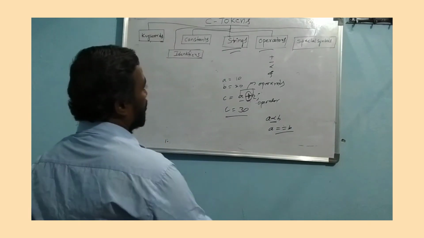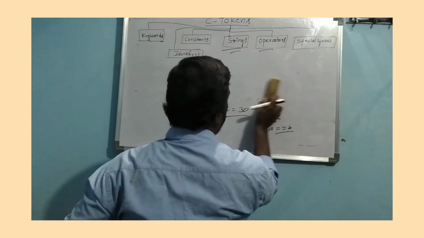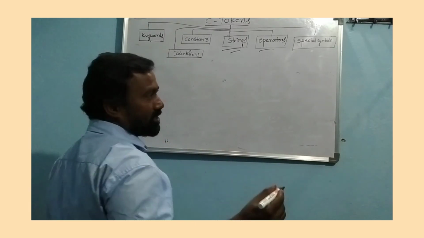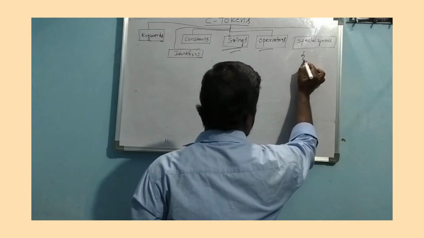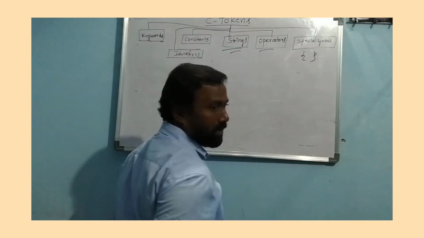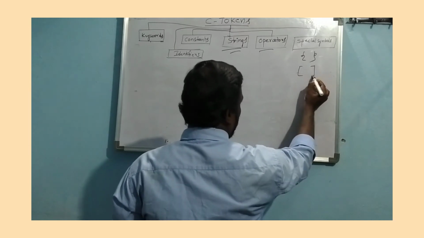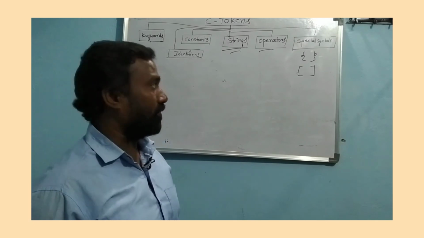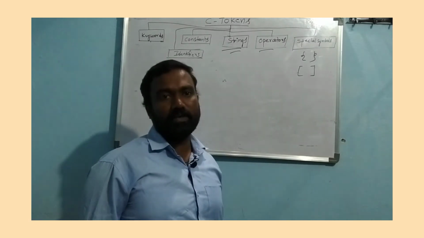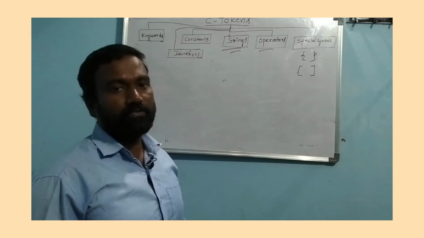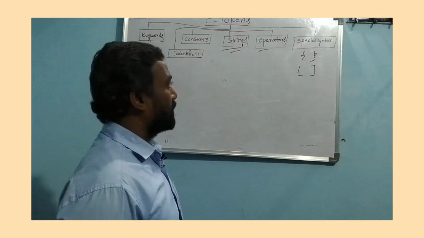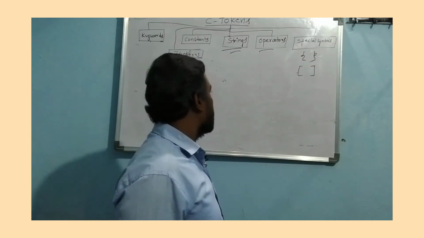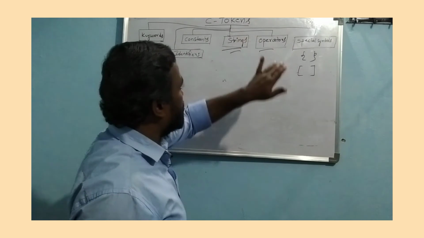Okay, so coming to the special symbols. What are the special symbols available? What special symbols are we using in C programming? Open brace and close brace, open bracket and close bracket. These types of symbols we are using within the C programming language. So those are the special symbols. That means the symbols we use within C programming come under special symbols. So these concepts are completed.